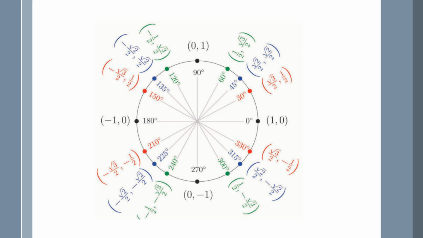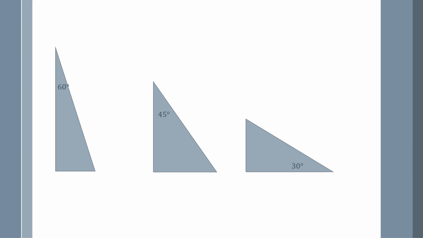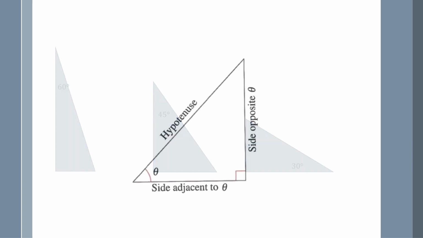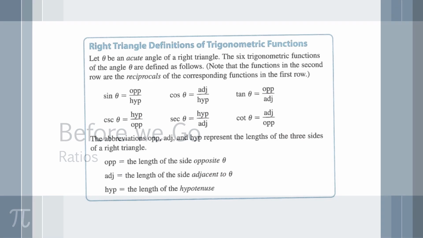This is ultimately what we're going to create. And we're going to create that by using our special triangles that we've been working on so far. The 30, 45, and 60 degree triangles. Yes, all of that. All right. Before we get into all that, we got to talk about ratios right quick.